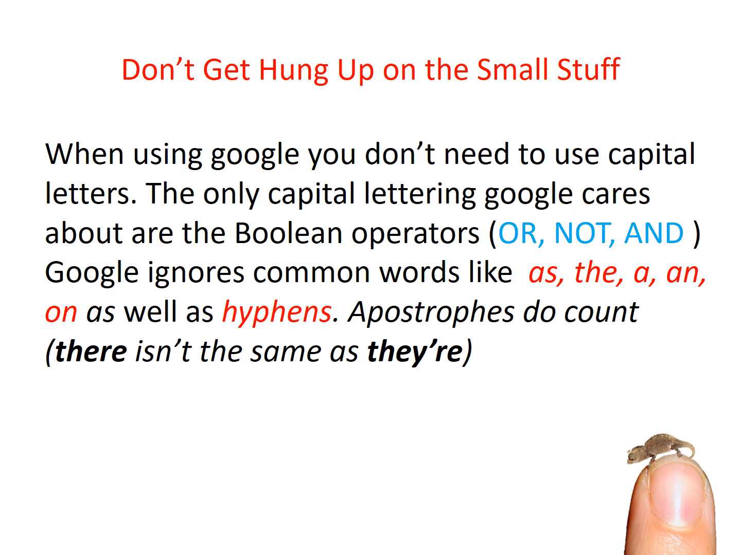Google can be helpful if you haven't had success in other ways. When using Google, you don't need to use capital letters. The only capital lettering Google cares about are the Boolean operators OR, NOT, AND. Google ignores common words like as, the, a, and, on, as well as hyphens. Apostrophes do count. There isn't the same as there.